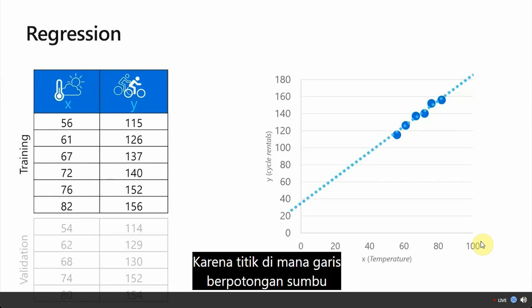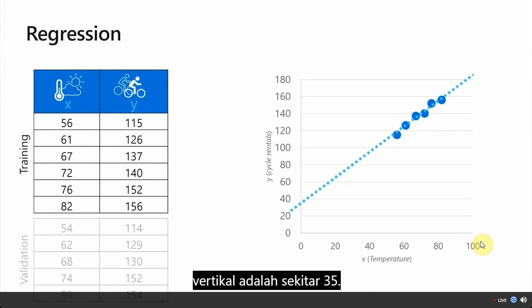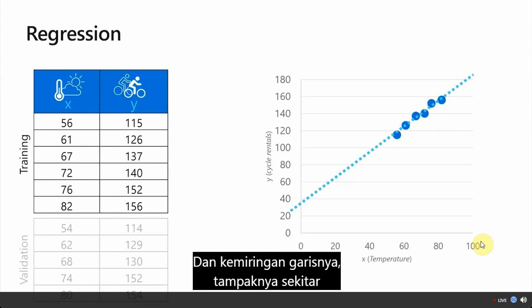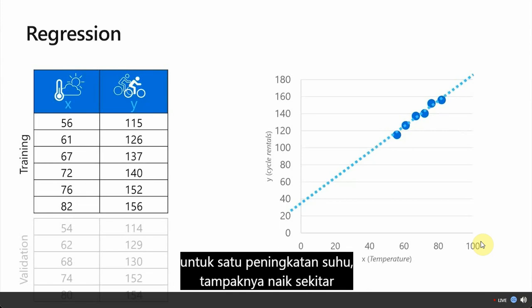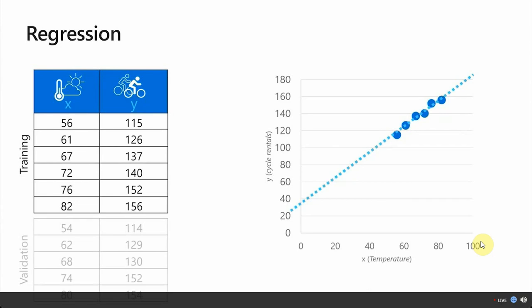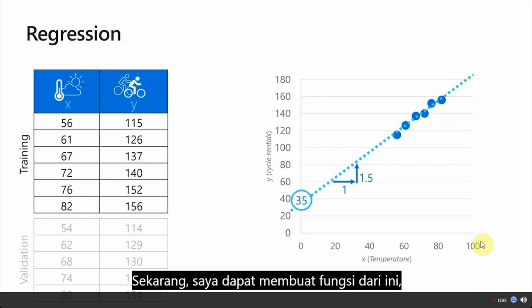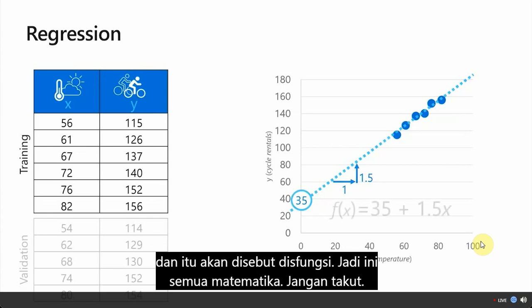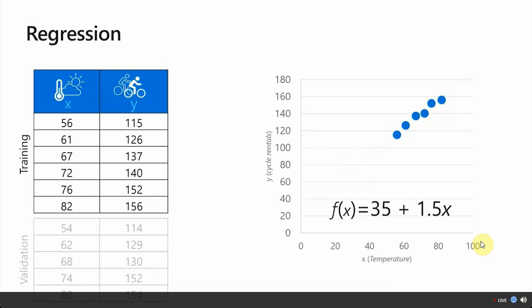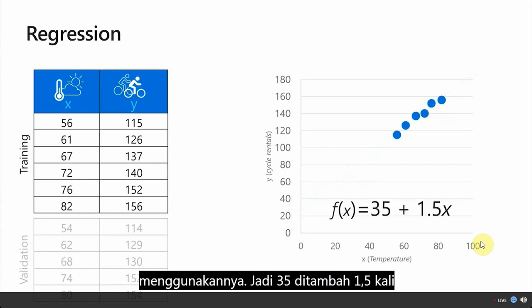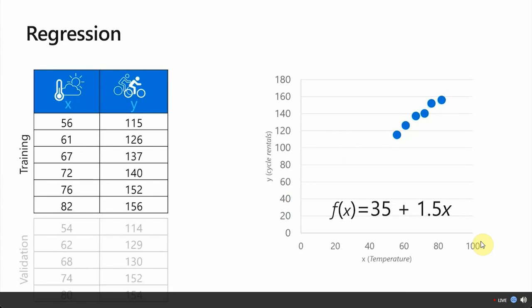There's a couple of things that are interesting, because the point where the line intersects the vertical axis is around 35. And the slope of the line looks to be around, for every 1 increase in temperature, it goes up about 1.5 bike rentals. Looks about right. So I have 35 as a baseline, and the slope is 1.5. Now, I can create a function out of this, and that would be this function. So this is all the math, folks. Don't be scared. This is actually my algorithm already, because I have the function over the temperature, and I can use that. So 35 plus 1.5 times the temperature will be my bike rentals. So let's test it, right?